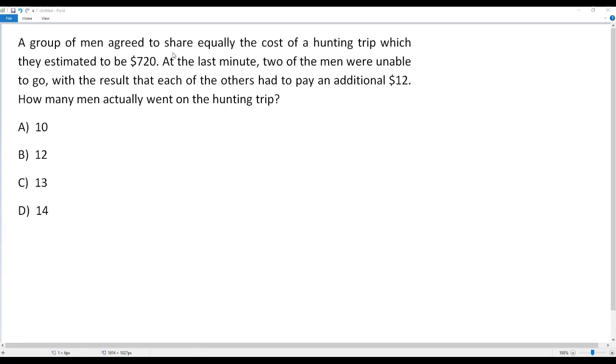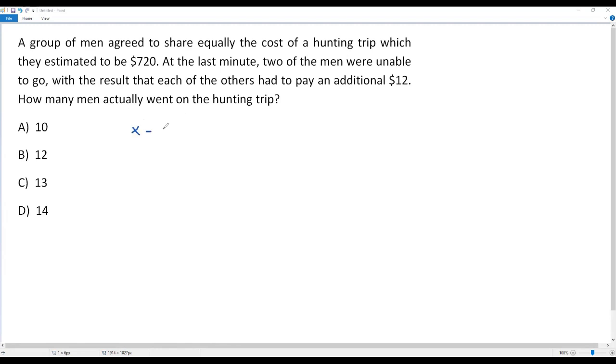A group of men agreed to share equally the cost of a hunting trip, which they estimated to be $720. At the last minute, two of the men were unable to go, with the result that each of the others had to pay an additional $12. How many men actually went on the hunting trip?